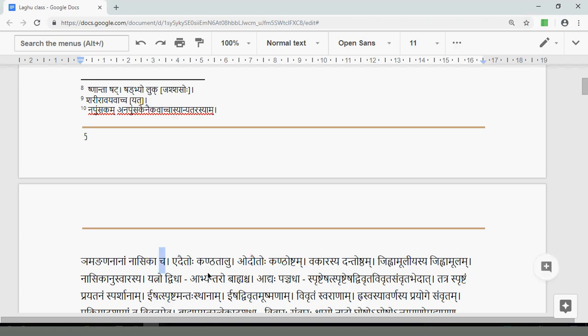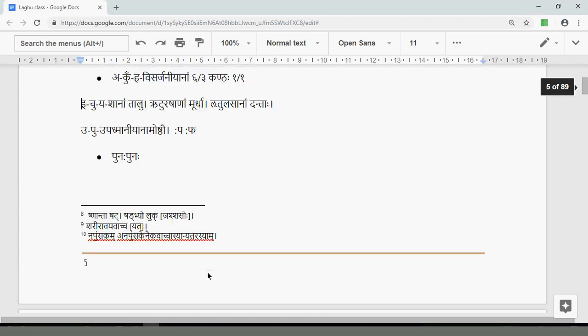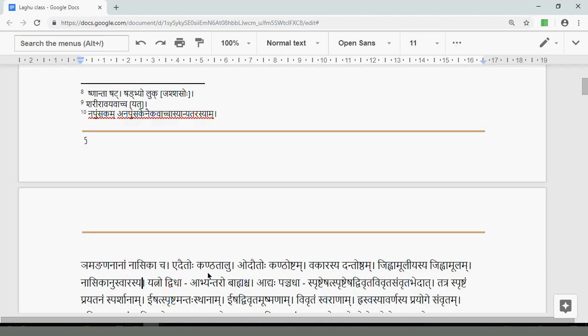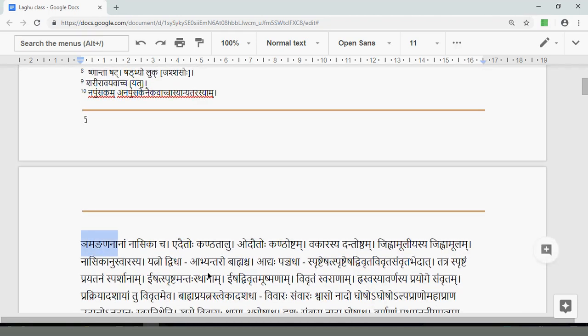Cha is also what? Nasika. So whatever is their sthana, what is the sthana of this nyakara? Cha varga sthana. And what is the cha varga sthana? You go back and see. Wherever you find chu, Ichu yashanam talu. So talu is the cha varga letters' sthana. But here, except for the fifth, the fifth will have nasika also. So the sthana for nya will be talu nasika cha.